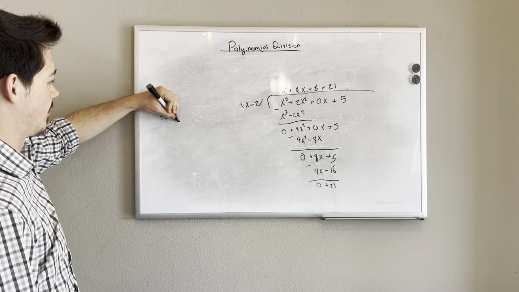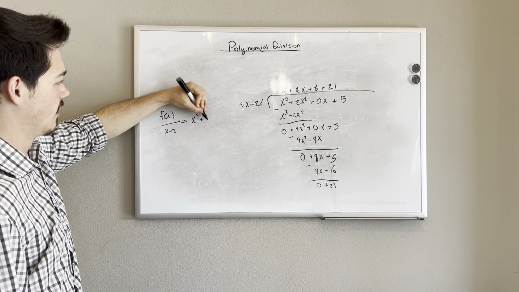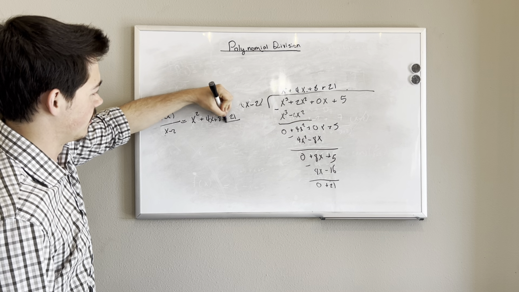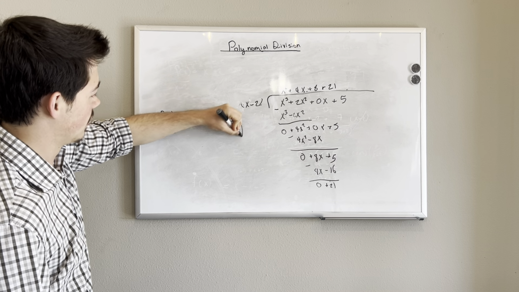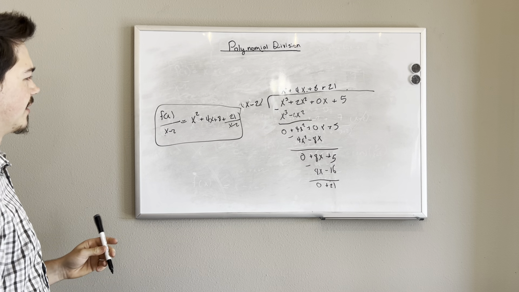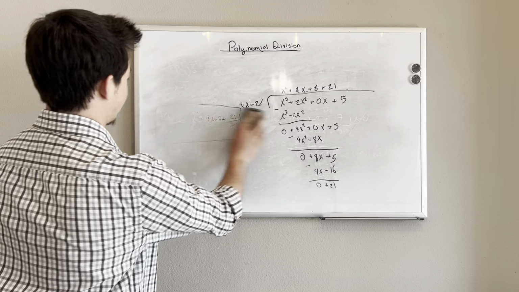So f of x divided by x minus 2 should actually equal to x squared plus 4x plus 8 plus 21 divided by x minus 2. And that should be our final answer, which I believe is correct. Now we can move on to our third example.